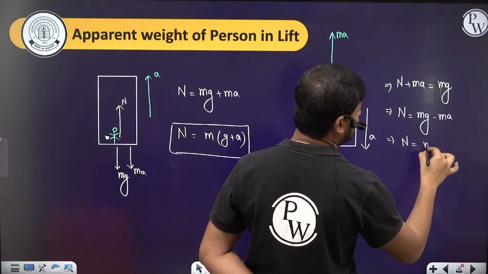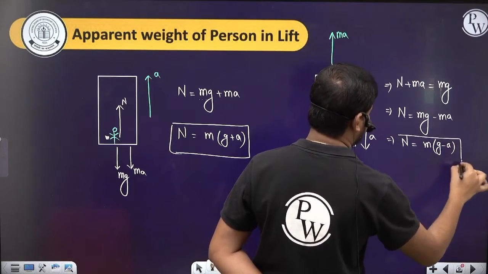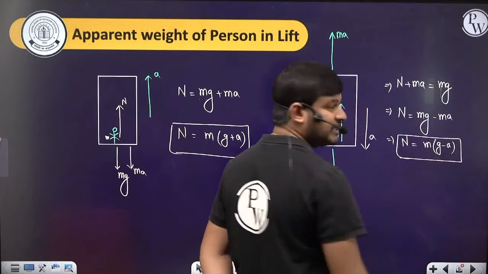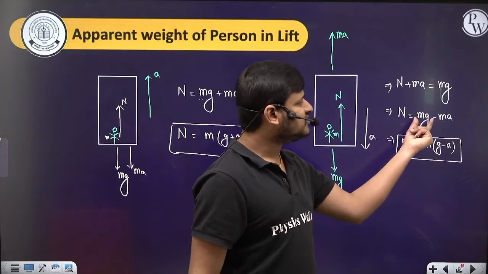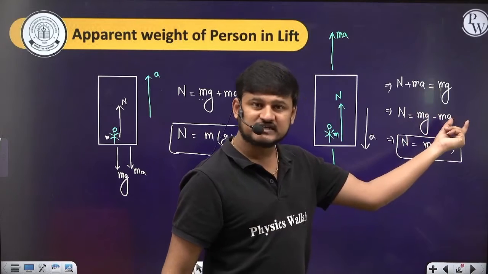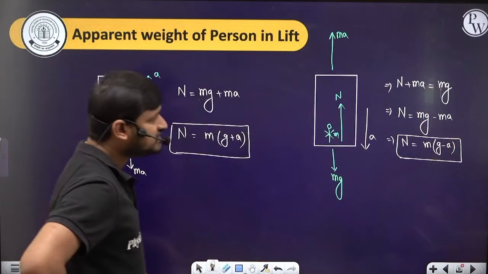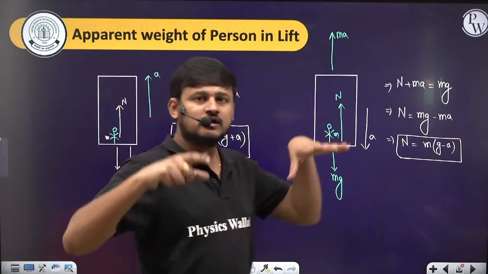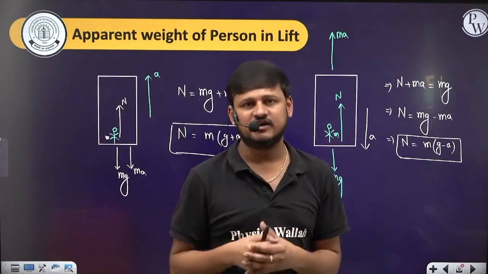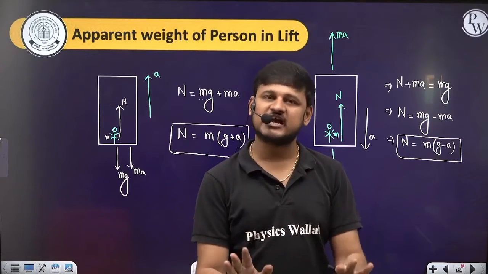So from here, normal is equal to m of g minus a. Actually our weight should be equal to mg, but from our weight some component is getting subtracted. See here, mg minus ma, some component is getting subtracted. Which means that whenever we are going down or descending in a lift, we feel like our weight is less than our actual weight.